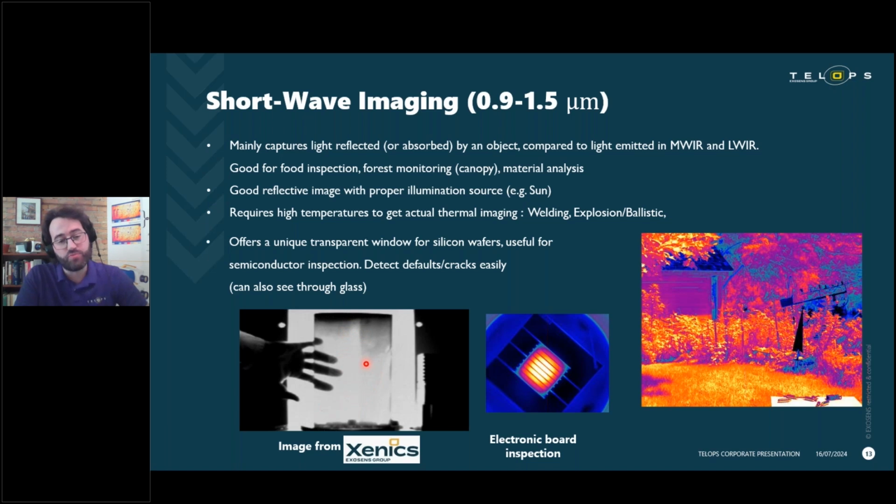So that's an actual brick of silicon where you can see very well through it. So seeing that hand through it. That image comes from our sister company Xenix that focuses on shortwave cameras and longwave cameras, different from Telops, but very good products as well. And we have electronic board inspection. So that's a resistor that was imaged through a board like this with a camera.